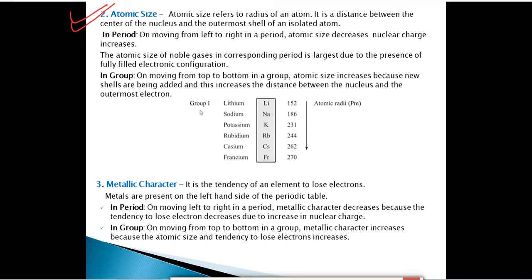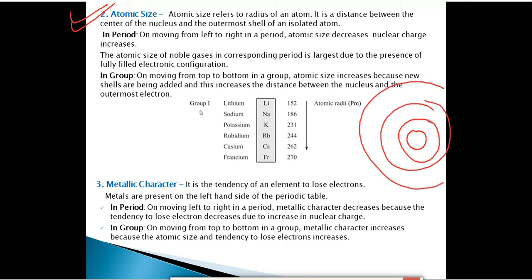Next, we talk about atomic size. So what is atomic size? It refers to the radius of an atom. It is the distance between the center of the nucleus and the outermost shell of an isolated atom. Suppose this is the nucleus and these are the shells, and this is the outermost shell. The distance between the nucleus and the last shell is called the atomic size of that element.